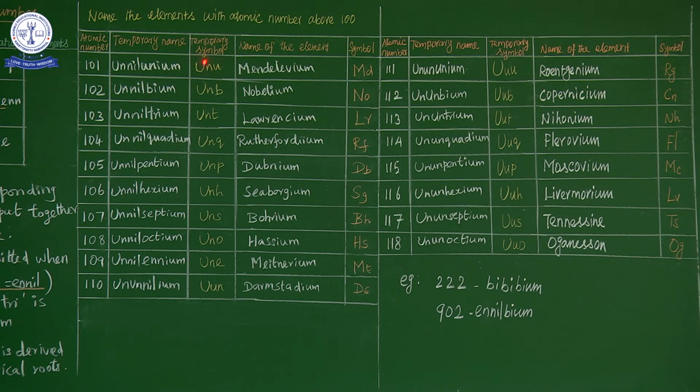So how can we give its symbol? The first letter of the root word. So what is the first letter? U. What is the first letter of un? U. And for nil, for 0, what is the first letter of nil? N. And 1 again is un. So the first letter of un is U. So UNU. So for 102.